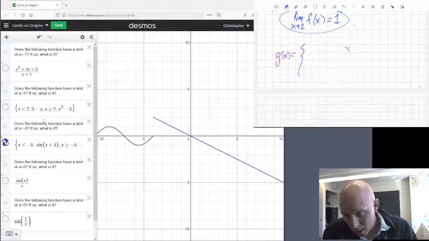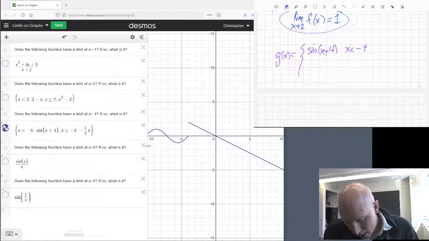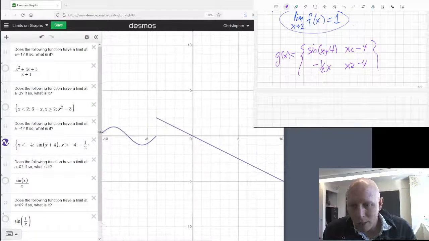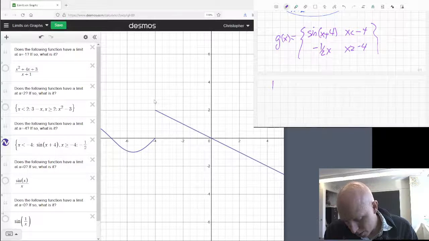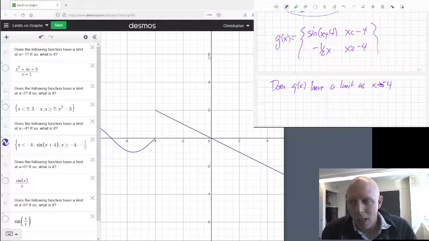When x is less than negative 4, we get sine of x plus 4. And when x is greater than or equal to negative 4, we get negative 1/2 x. So this is a different piecewise defined function. And the question is, does g of x have a limit as x goes to negative 4?